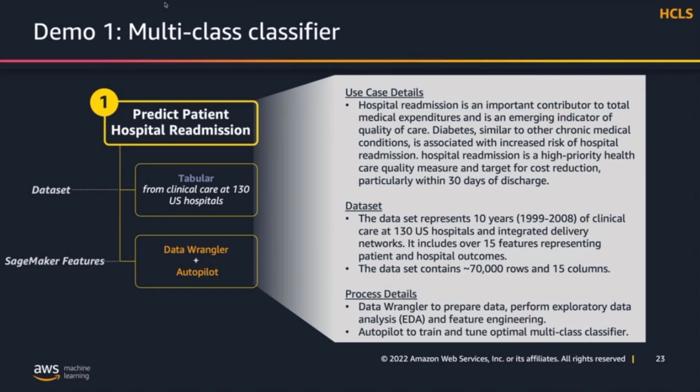Let's start with the first lab. In this lab, we're going to train a multi-class classifier on a hospital readmission dataset. This dataset has 10 years of data of clinical care, contains 130 US hospitals, and has some patient demographics, some laboratory data, 70,000 rows and 15 features.